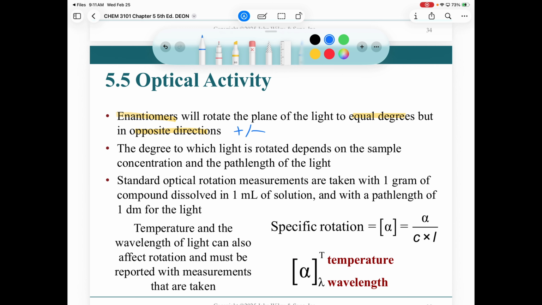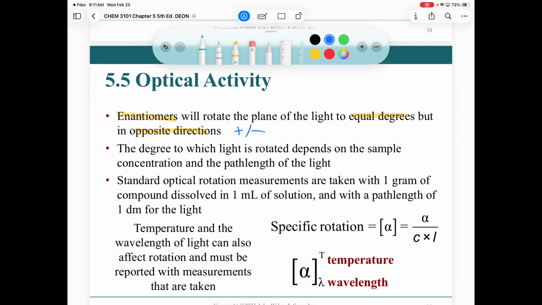The degree to which the light is rotated depends on the sample concentration and the path length of the light. Standard optical rotation measurements are taken with 1 gram of compound dissolved in 1 ml of solution with a path length of 1 decimeter, or 10 centimeters. Temperature and wavelength can also affect rotation and must be reported with measurements taken.